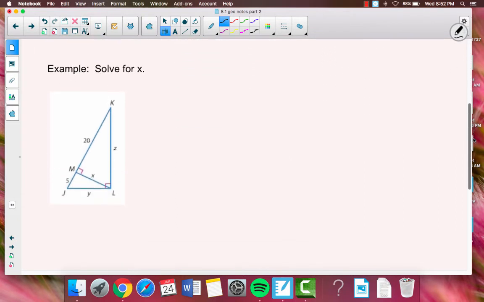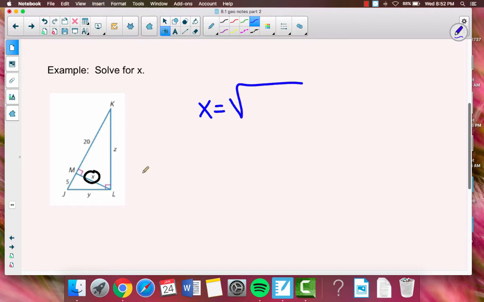Okay, so we've got this triangle here, and it says solve for x. You can ignore z and y. We'll talk about those in a minute, but x is our altitude, so the altitude is equal to the square root of the portions of the hypotenuse. We have two parts of our hypotenuse: this side here, 20, times the other side next to it, 5.